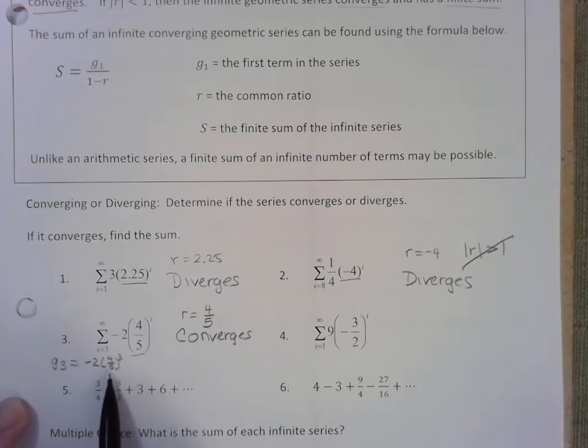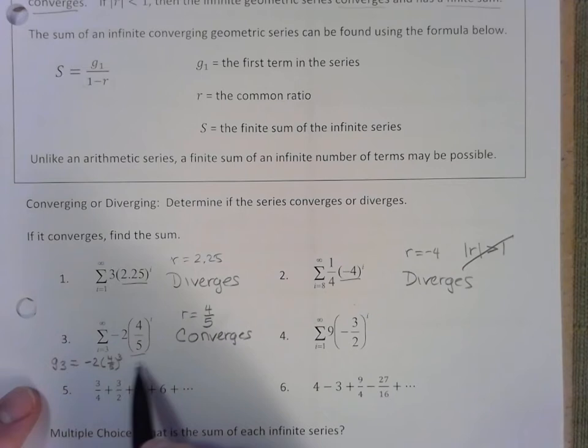5 to the third is 125. We multiply that by a -2. And this gives us our value for your first term. So that's -128 over 125. This is the value of your first term in your series.